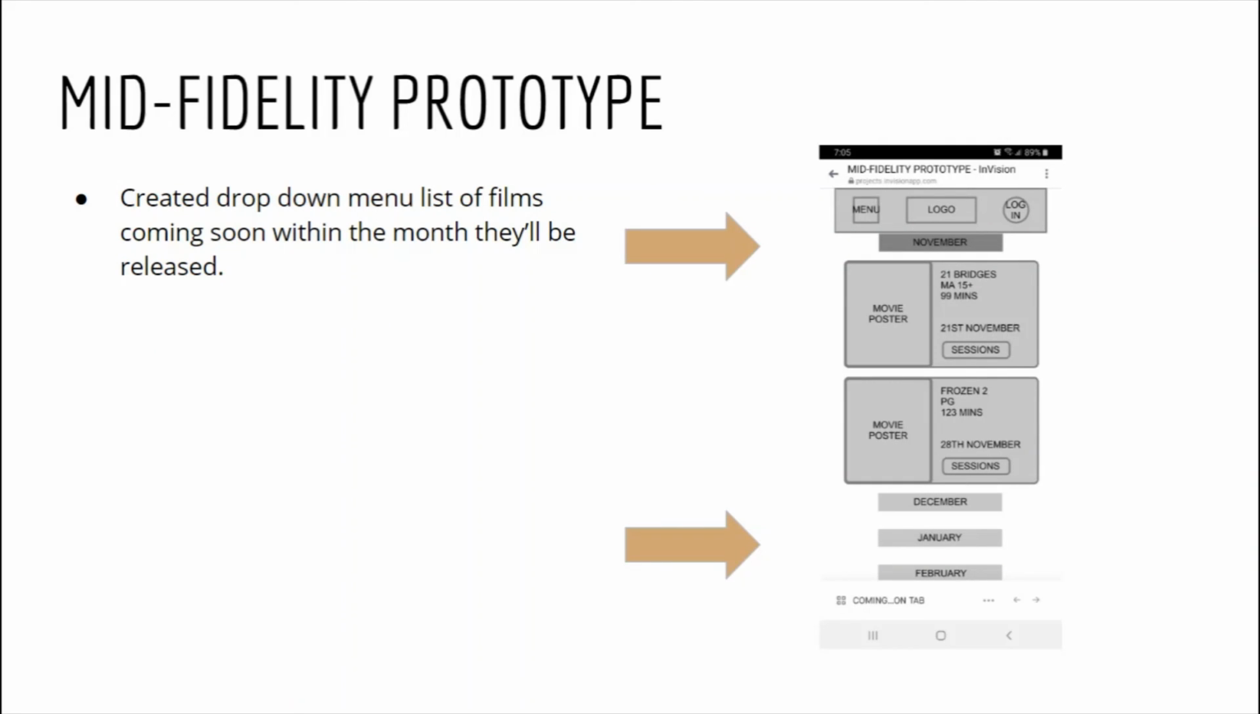Also on the coming soon tab, I created a drop-down menu list, so when you click on November, it drops down the films that are coming soon in November, in order by their release date. And if you want to check out other films in the future, you can click on December, January, and February to see what's coming out then. And that's about it.